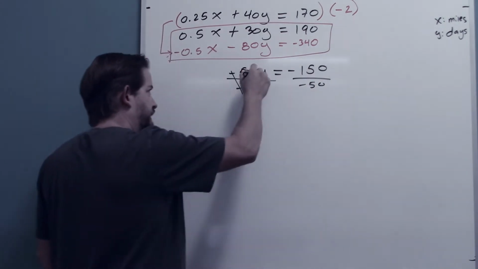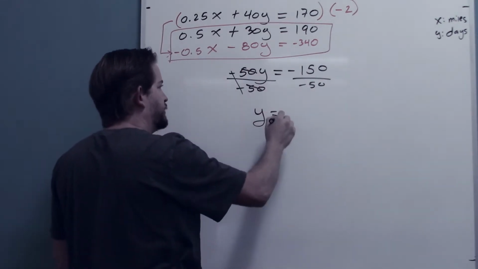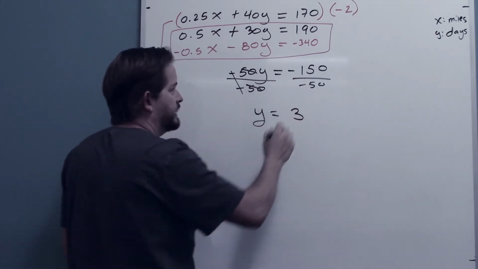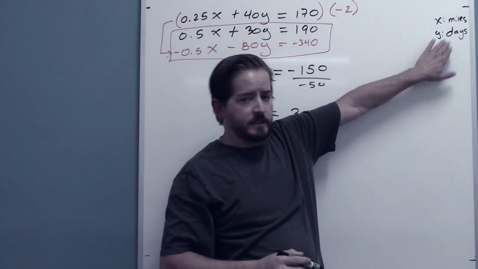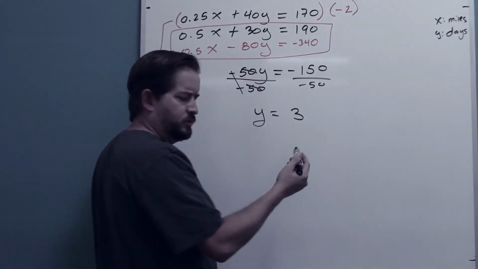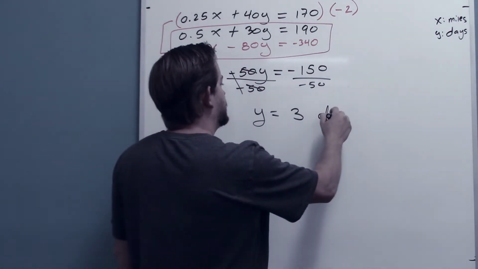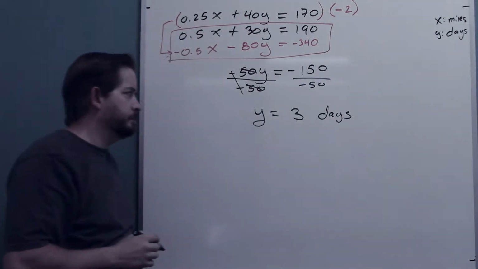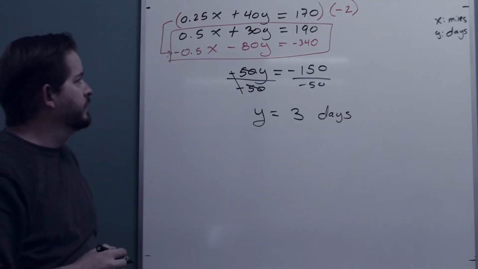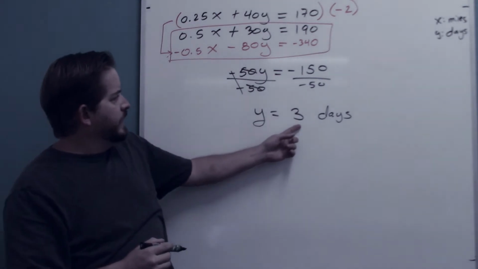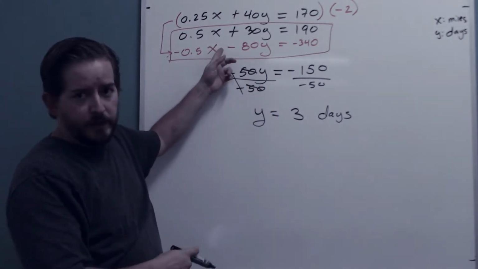The negatives cancel out, the 50s cancel out, leaving me with y. That gives me 3. Y was days, and so each of these, Susan and Joe, or whoever this guy is, I don't know, I don't care, 3 days, right? They rented it for 3 days. I can take this 3 days and plug it into one of these to figure out the miles as well.